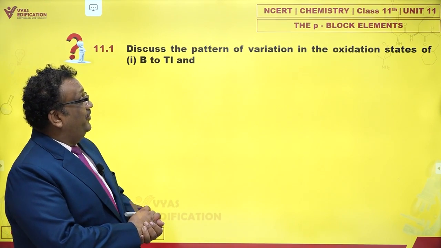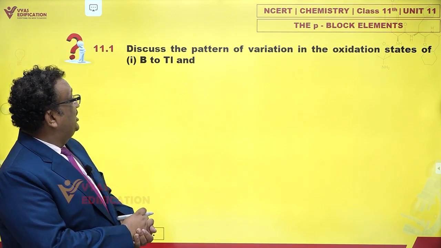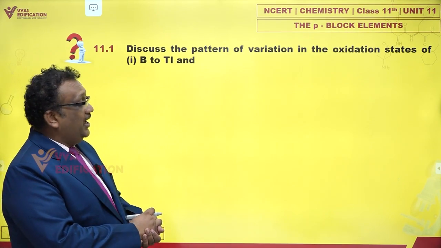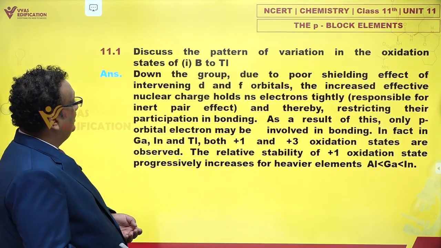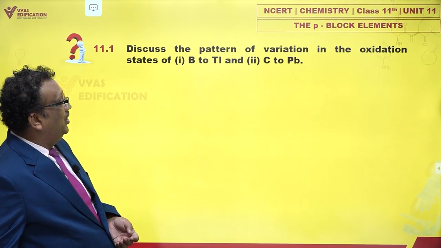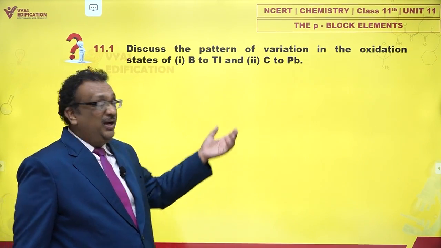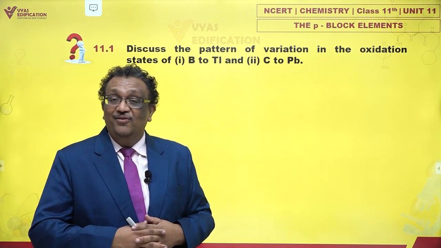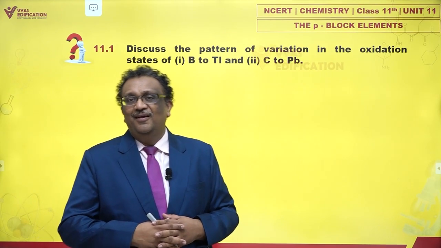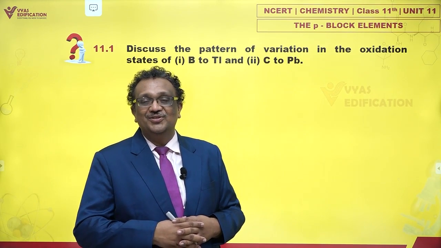So, let's begin. Discuss the pattern of variation of oxidation states of boron to thallium, and there's a B part also: carbon to lead. What is the variation in oxidation state? This has been asked. We are supposed to mention that and discuss that.